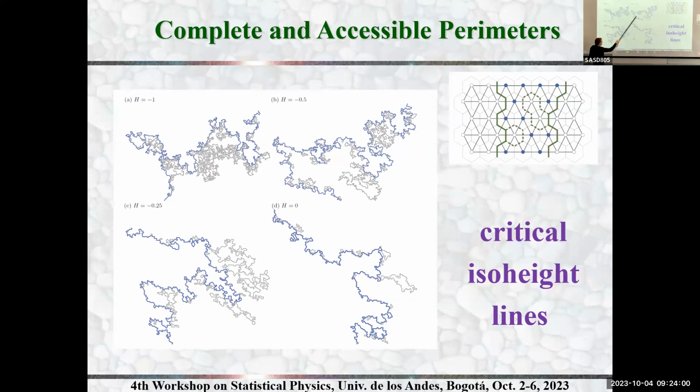But now you have here the perimeter and the accessible perimeter for h equals 1/2, minus 1/2, minus 1/4, and 0. This is the Gaussian free field, you see? And they look different. I mean, this is certainly flatter than that one. And for this one also, we know exactly the fractal dimension to be 3/2, 1.5.